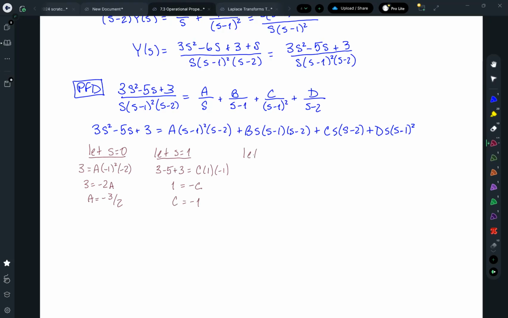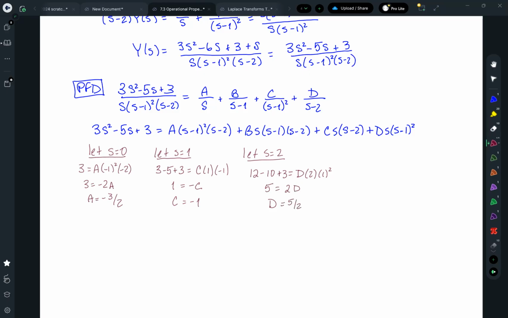Next one is to let s equal 2. On the left-hand side, I have 3 times 4 is 12, minus 5 times 2, that's minus 10, plus 3. That's equal to, looks like a, b, and c will all go to 0, so we're focusing on d times 2 times 1 squared. We have 15 minus 10, which is 5 on the left. That's equal to 2d. So d is 5 halves.